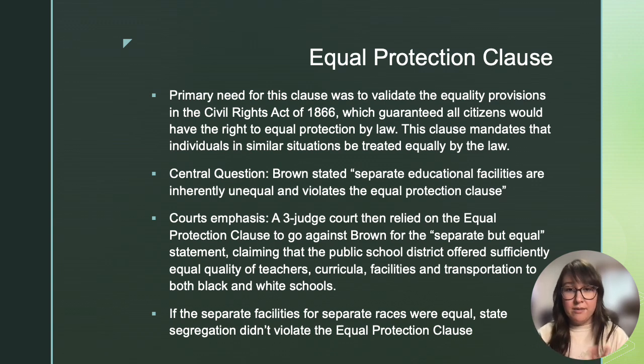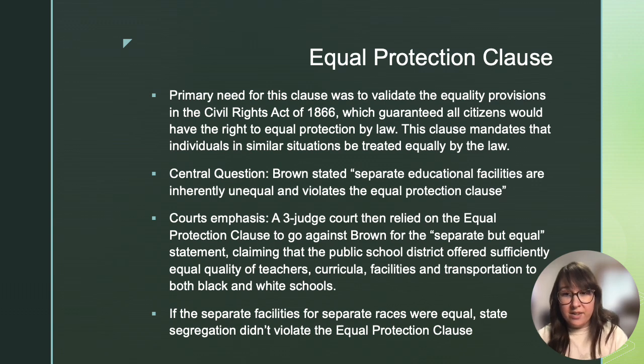This clause mandated that individuals in similar situations would be treated equally by law, regardless of them being Black or white or other races. The central question that Brown stated during the Brown versus Board of Education trial was that separate educational facilities were actually inherently unequal and violated this Equal Protection Clause.